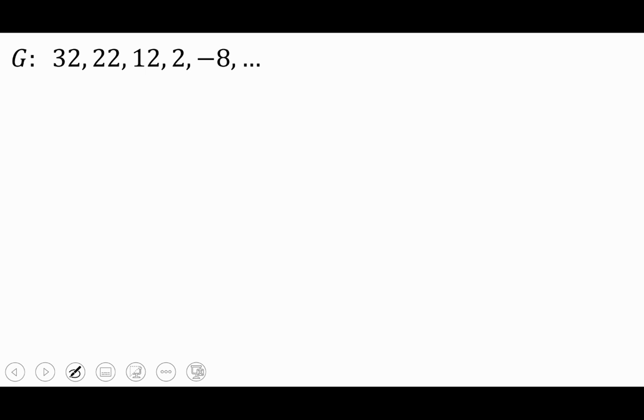And by looking at the sequence, I can see every time that I go from one term to another, it appears to be decreasing by 10. And so that tells me, because it's changing by the same number each time, that it's an arithmetic sequence.